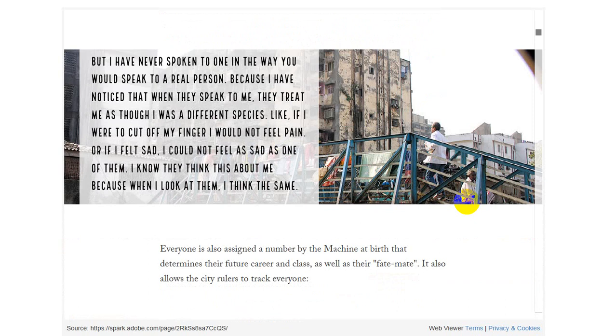"I've never spoken to one in the way you would speak to a real person," she says about locusts, "because I've noticed that when they speak to me, they treat me as though I was a different species. Like, if I were to cut off my finger, I would not feel pain. If I felt sad, I could not feel as sad as one of them. I know they think this about me, because when I look at them, I think the same." So she's quite strong and rebellious right from the get-go.